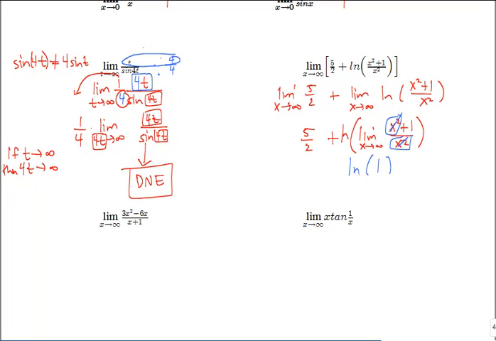And now we want to take the ln of that answer. Well, what's the ln of 1? e raised to what power gives you 1 back again? 0. So ln of 1 is 0, which means this limit is going to be 5/2.